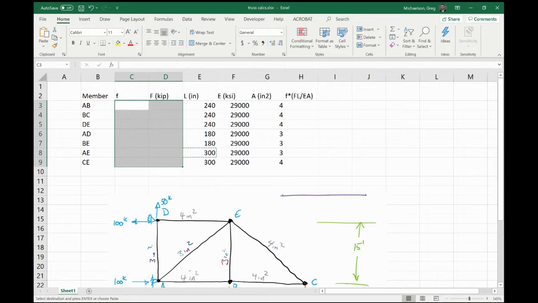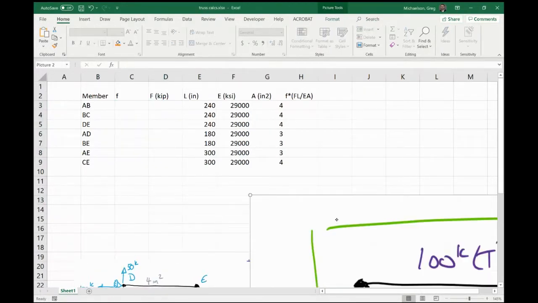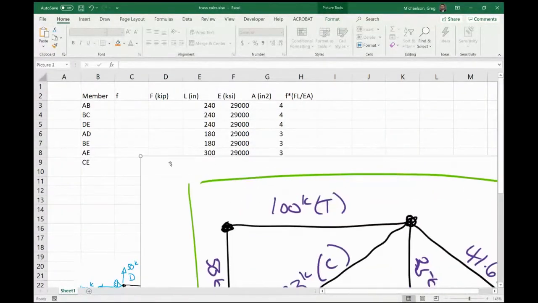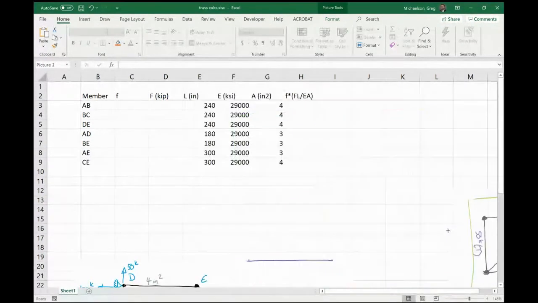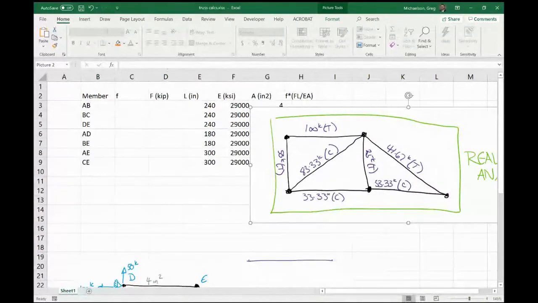So I'm going to be kind of easy. I'm going to go back to this notebook that I wrote here. Oh Lord, that's big. Okay, that's better. Okay, so these are the results of my real analysis.